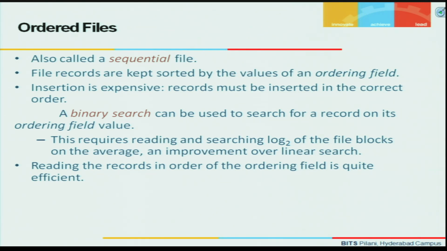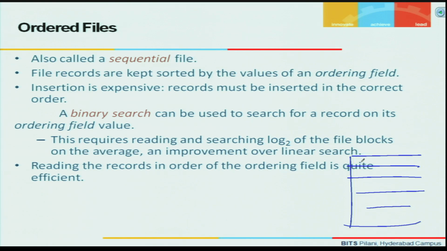Insertion is expensive because when you insert a record, suppose I have records like this: a record with employee ID 10, a record with 24, then 35. They are in a particular order, it is an ordered file. Now if I am inserting a record with employee ID 16, it cannot go to the end, it should come between this and this. That is why inserting a record is expensive. We need to first locate the appropriate place where the new record can be inserted, make some space there, and then insert the record.